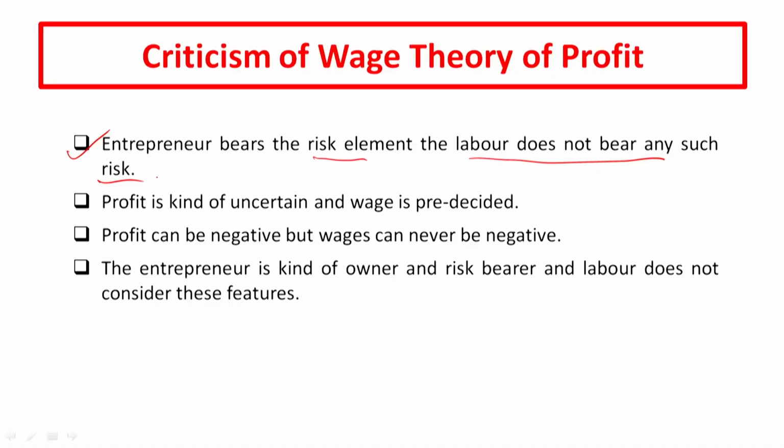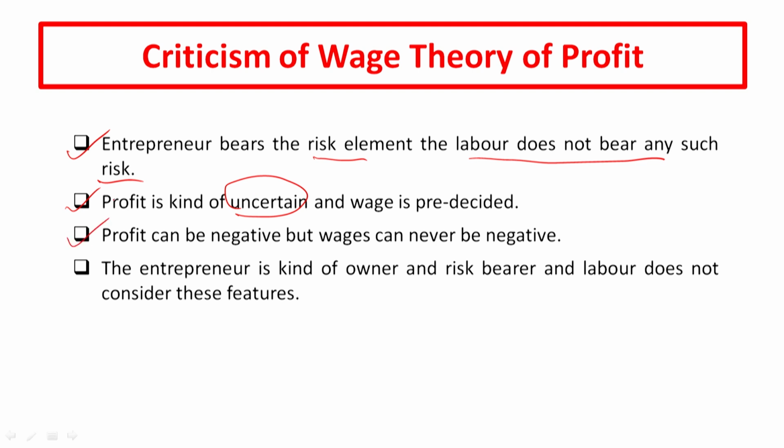On the other hand, the labor provides physical services and there is no involvement of any risk here. The labor gets the wages, which is pre-decided. So this is another criticism based on which the relationship cannot be established. The second is that profit is kind of uncertain. Profit cannot be pre-decided, that the respective firm will be generating this amount of profit. On the other hand, the wage is pre-decided. As the work gets started, it is pre-decided how much the wage will be paid to the respective person.